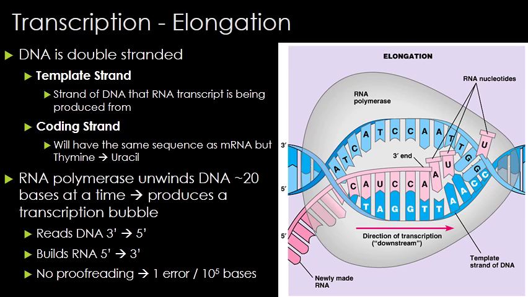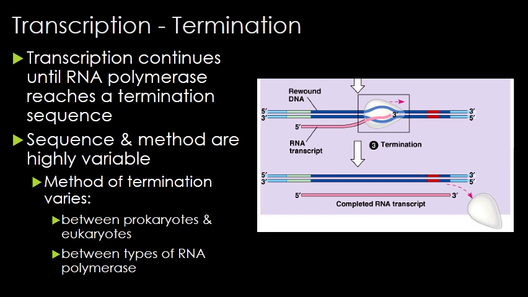RNA polymerase does this in small sections at a time to prevent any major problems and produces what's called a transcription bubble, which is a lot like the replication bubble from DNA replication. It's going to read DNA 3' to 5', but it's only going to build 5' to 3' because, like any polymerase, it's limited that way. But there are absolutely no methods of proofreading. There's basically one error in every 10 to the 5th bases, but it's not really a big deal because you have lots of copies and they don't last very long, so your body doesn't waste the energy to produce perfect transcripts.